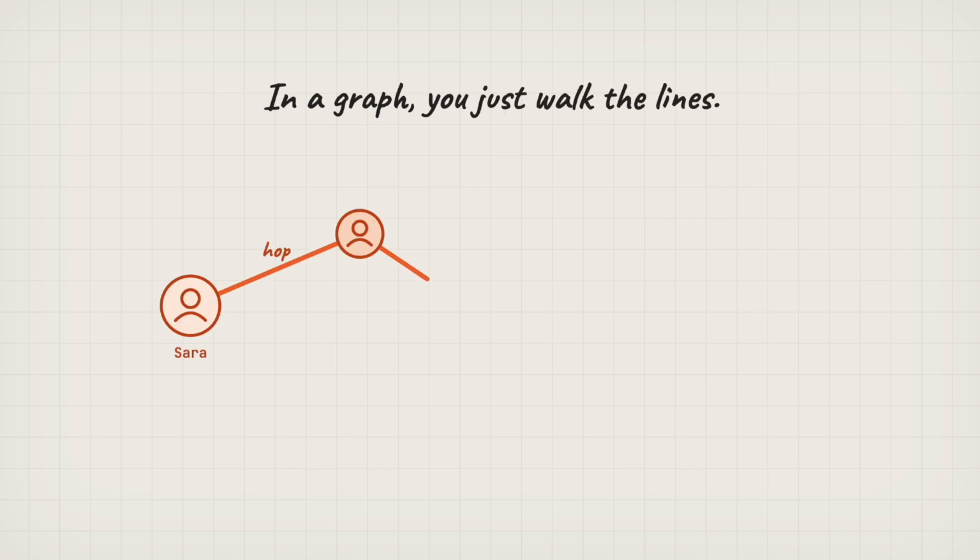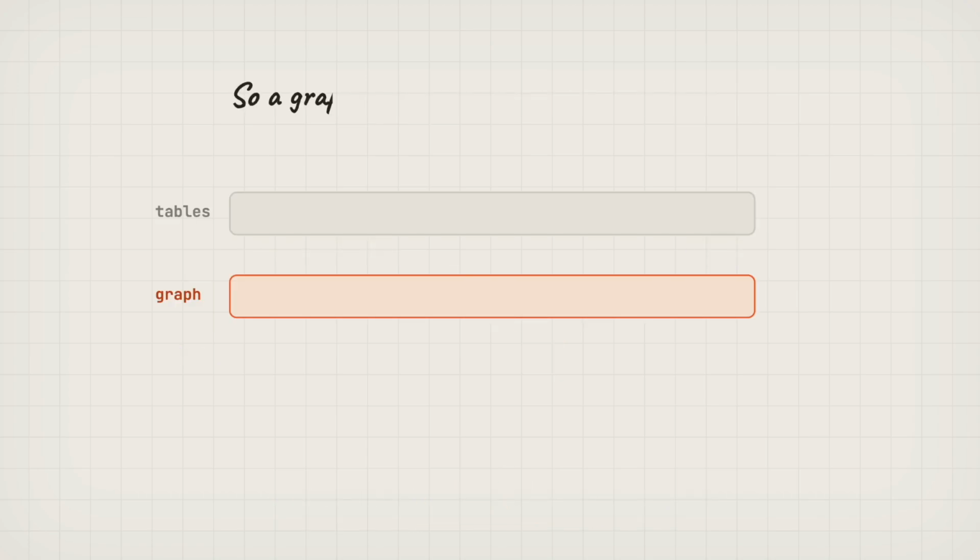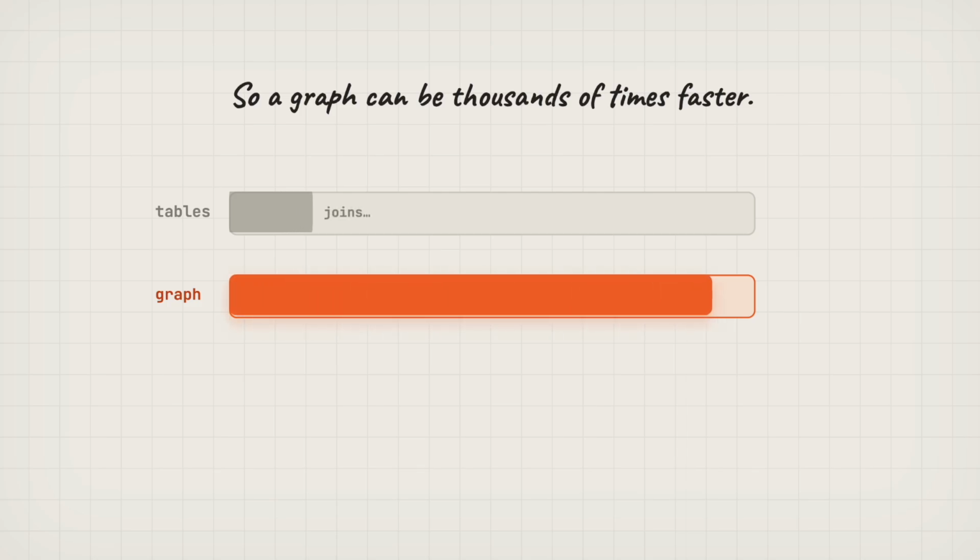Now, ask the same question in a graph. You start at Sarah's node, you just walk along the friendship lines, hop, hop, hop. You are not searching the whole database. You are only following the connections that are literally already there. So it stays fast even when you go deep. And that answers the first question from the intro. A graph can be thousands of times faster on these connected questions because it never does that expensive cross checking.